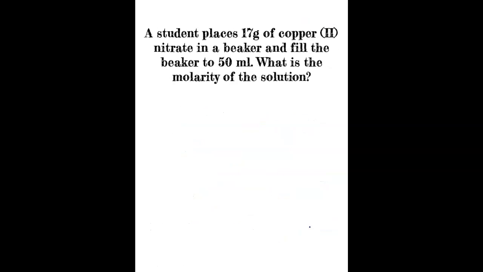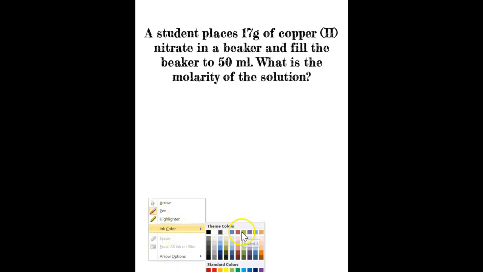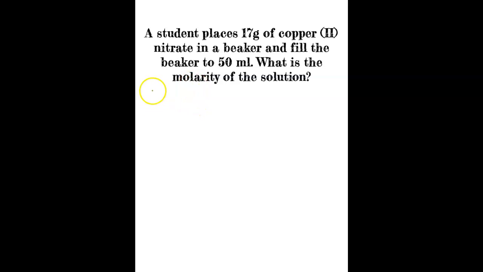Now this is a scenario that is very common in the lab. Let's go ahead and approach this one. This is where I ask you to make a certain concentration of solution. So I place 17 grams of copper 2 nitrate in a beaker, and then I fill the beaker to the 50 milliliter mark. Okay, so you notice I now have, I'm going to check my units.